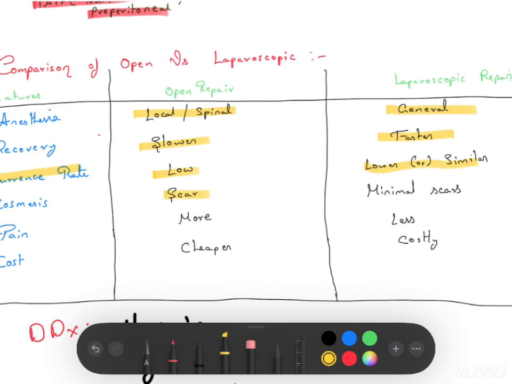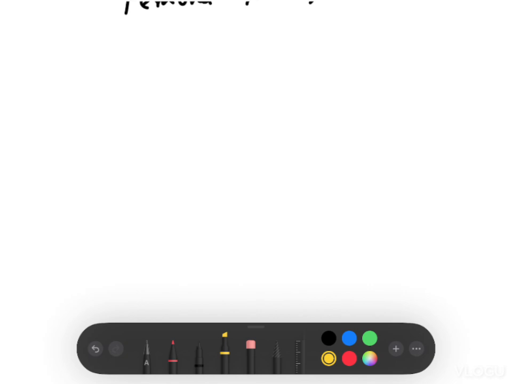Next, cosmesis: we can see minimal scars in laparoscopic repair. Pain is more in open herniorrhaphy or hernioplasty, and less in laparoscopic. The cost is cheaper in open repair, and the laparoscopy cost is more.